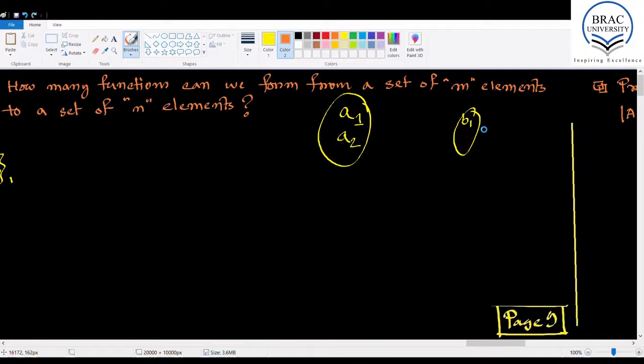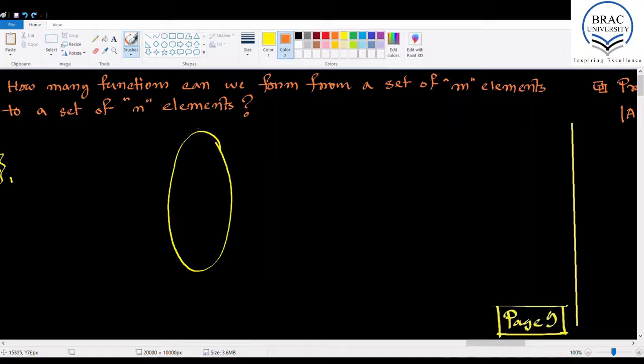So here in this statement we get that the domain set has a total of m elements, right? So if this is the domain, there will be m elements, and say the elements are a1, a2, a3, up to am.